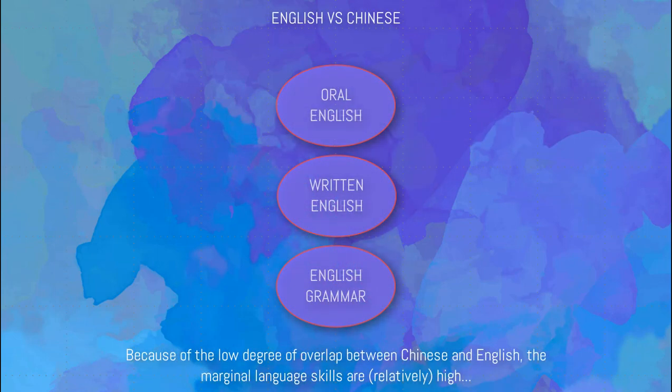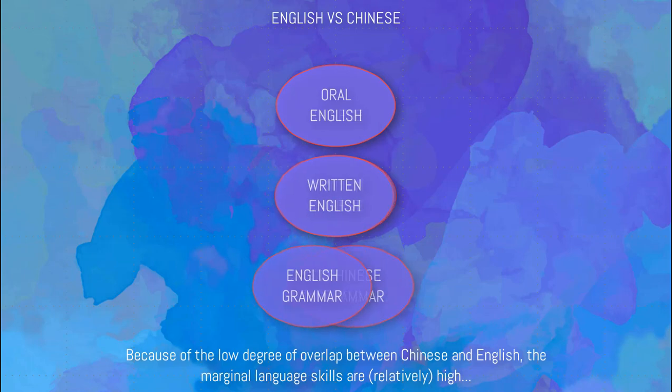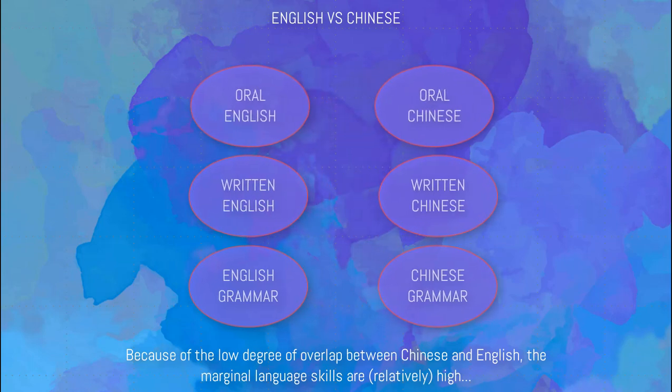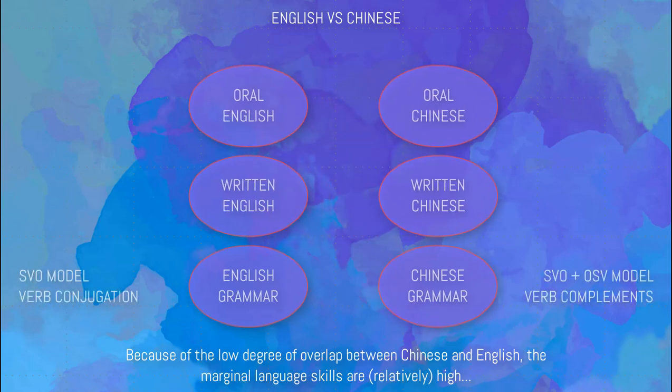But when we compare English and Chinese, the opposite is true. The divergence between these two languages is so great that we have to rethink how we approach learning Chinese if we want to achieve results in a reasonable time frame. Chinese is considered a topic prominent or OSV model, which means that the sentence structure can be quite different than in English, which typically uses an SVO model.